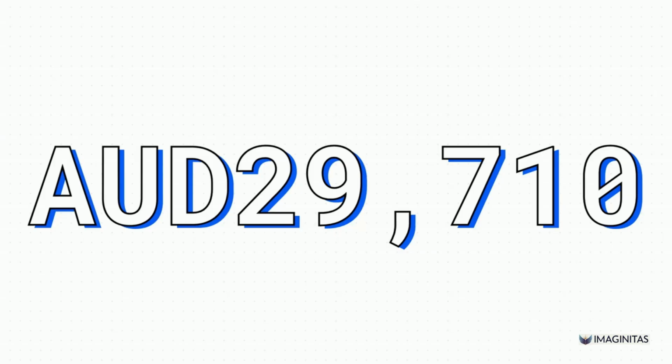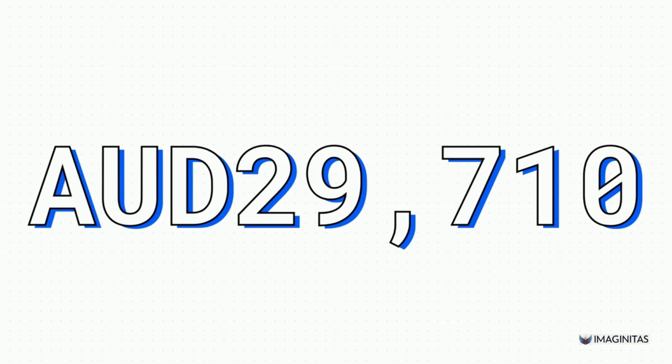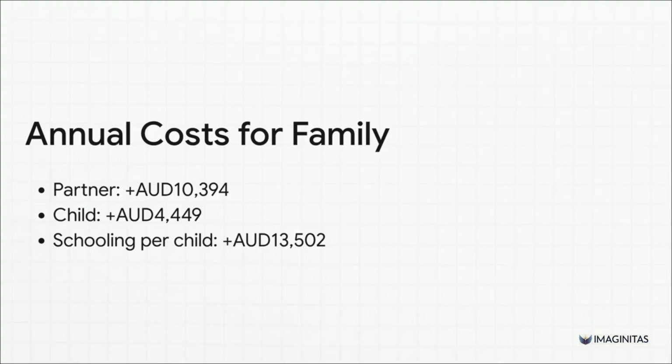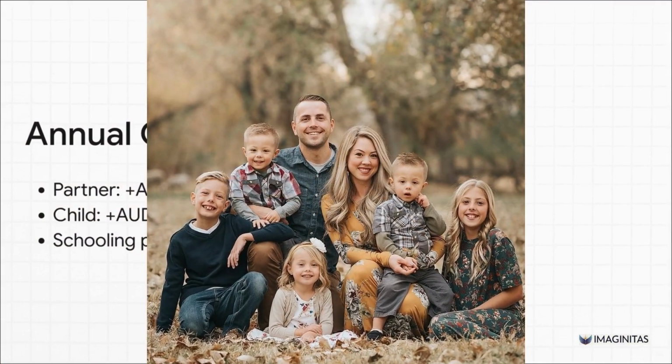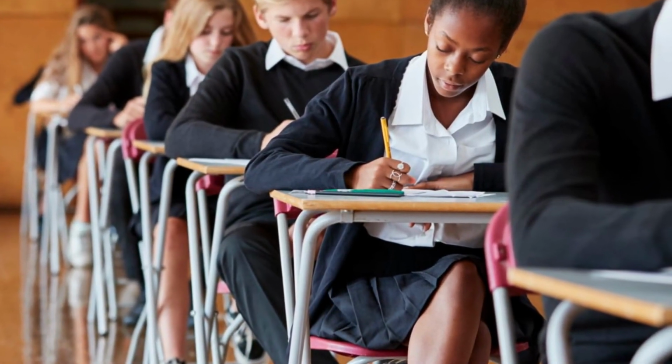So the starting point is your own living expenses for 1 year. Right now, that magic number is 29,710 Australian dollars. And keep in mind, that's the minimum the government wants to see for your visa application. Your actual cost might be different. Now, if you're not coming alone, you have to add more to that base amount. As you can see here, you'll need to add about $10,400 for a partner, and then specific amounts for any children, including a separate, larger amount to cover their school fees.